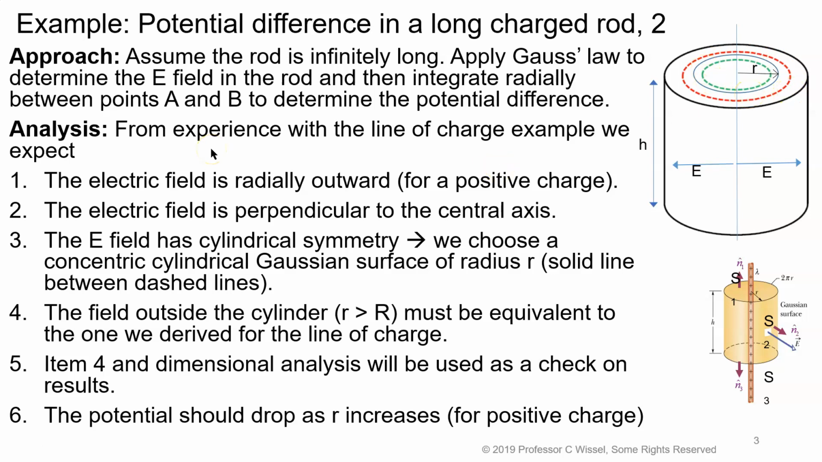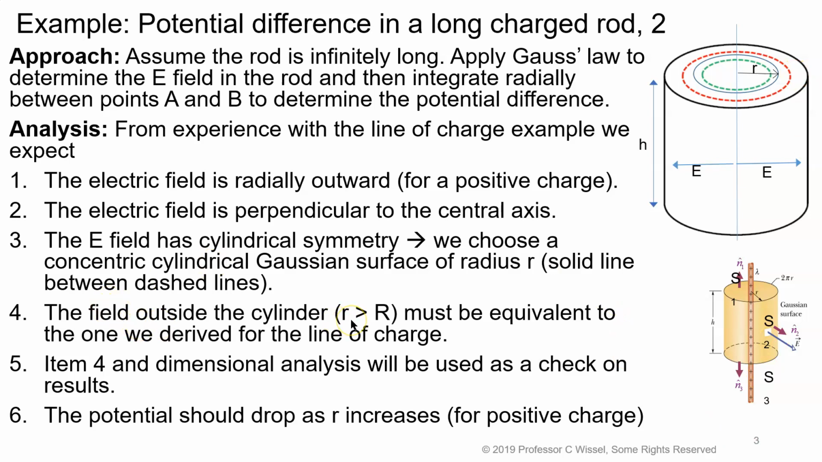So from experience with the line of charge example, we expect that the electric field is radially outward for a positive charge. We expect that the electric field is perpendicular to the central axis. We expect that the electric field has a cylindrical symmetry, and we're going to choose a concentric Gaussian cylindrical surface of radius little r, and that is the solid line here between these dashed lines.